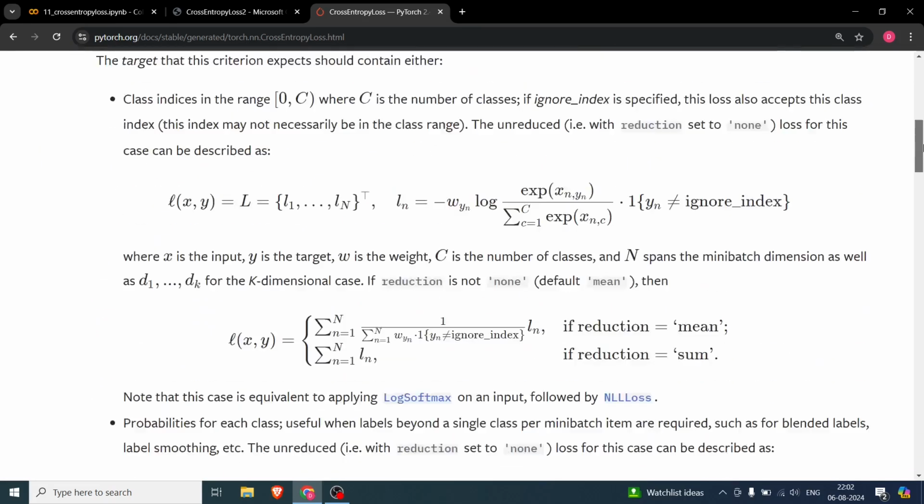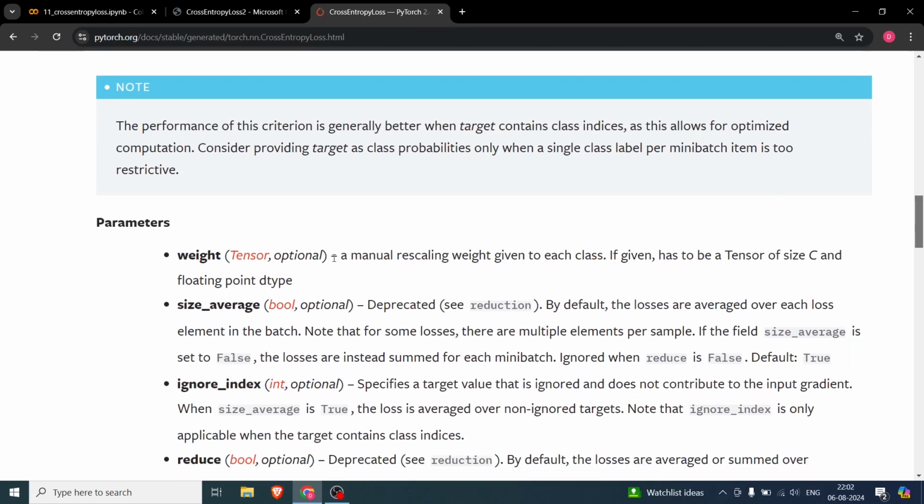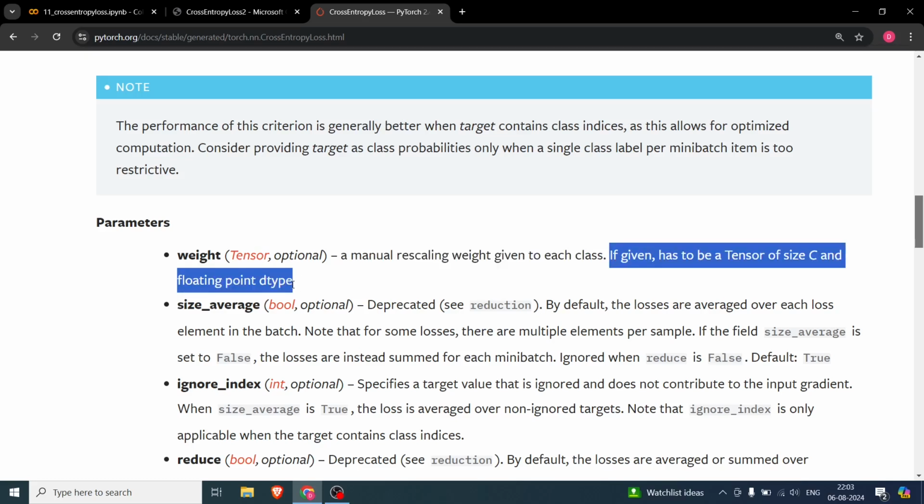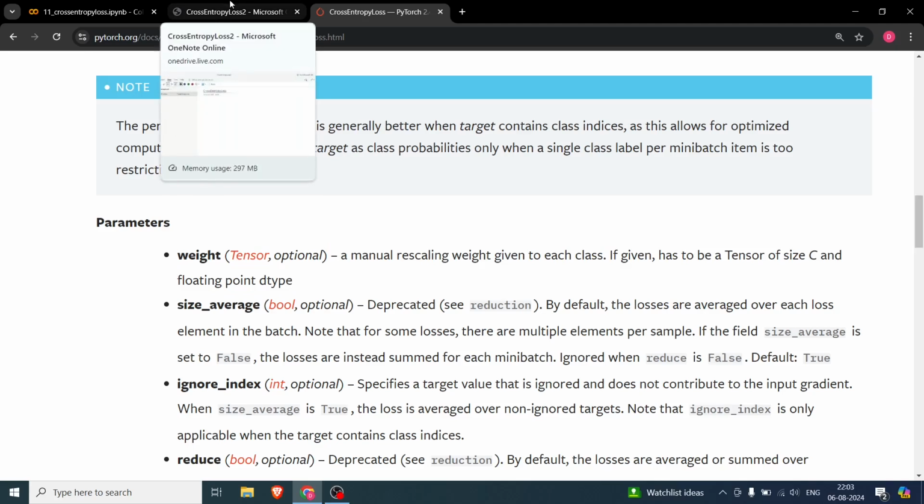Weight is basically, if you go and see over here, it says it's a manual rescaling weight given to each class. The important part is given to each class, which means given to each neuron. We will draw the diagram and we will see. If given, it has to be a tensor of size C and floating point dtype. That is not very important.